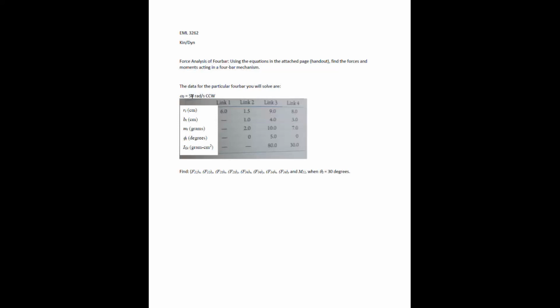This omega 2, it's how fast link 2 is moving. In later formulas, the book that I took this from just refers to that as omega. Alpha 2 is 0 in this. The problem you're going to find is all these joint reactions and the moment when theta 2 equals 30 degrees.